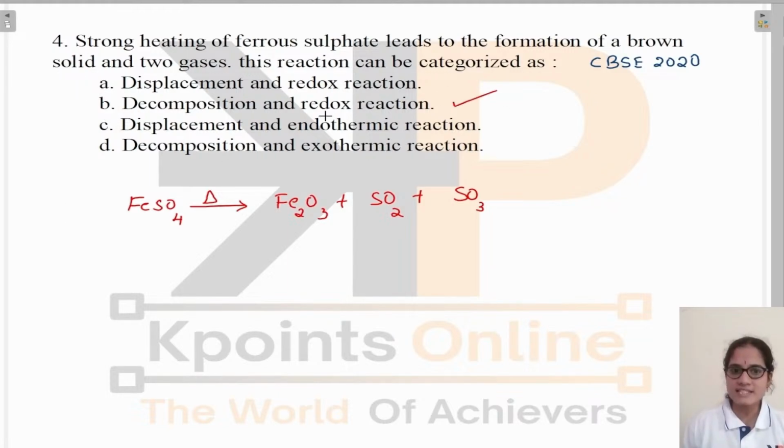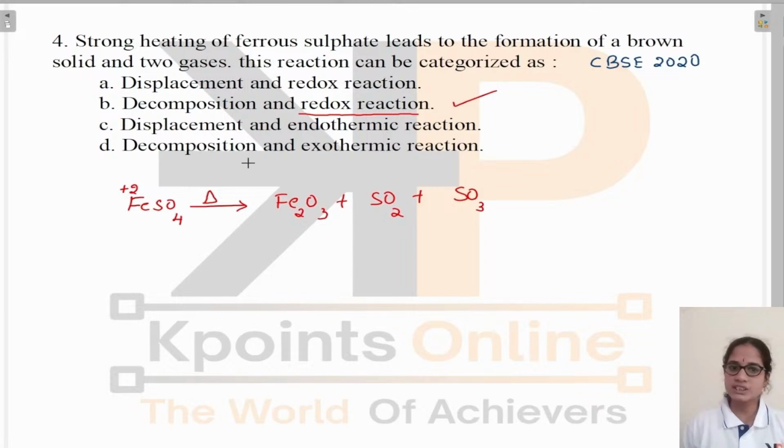But how come this is a redox reaction? You should have knowledge regarding the oxidation states of the elements involved in the reaction. Let me show you here. The oxidation state of iron is +2 as the sulfate ion has a -2 charge, so the whole compound will have charge 0. So here iron is having a +2 charge.